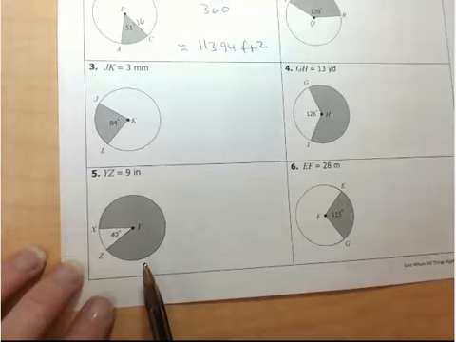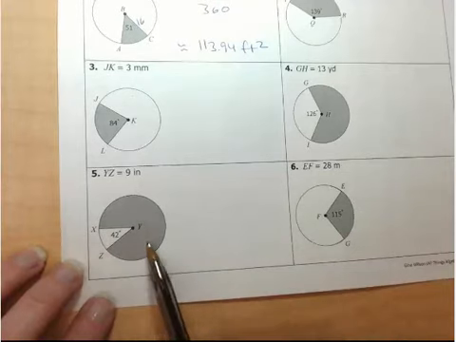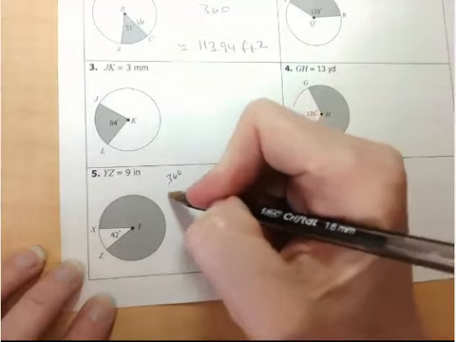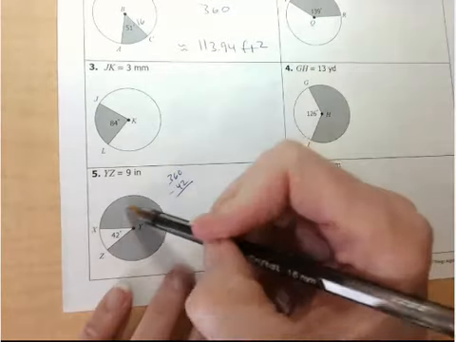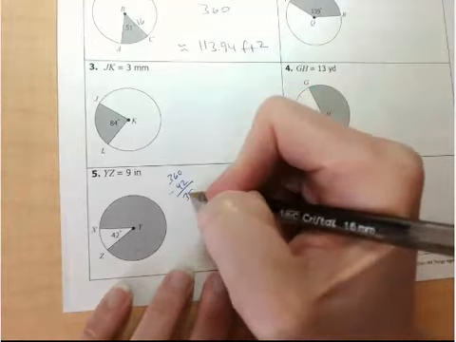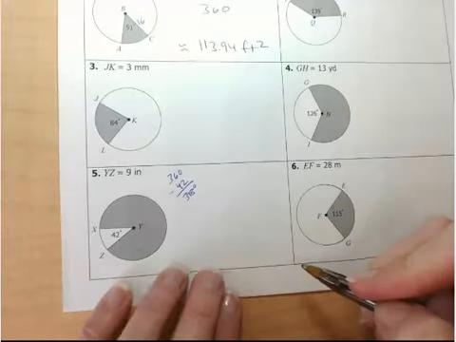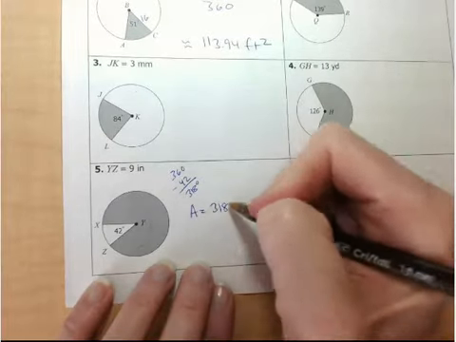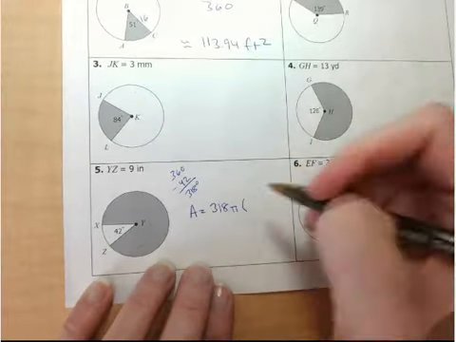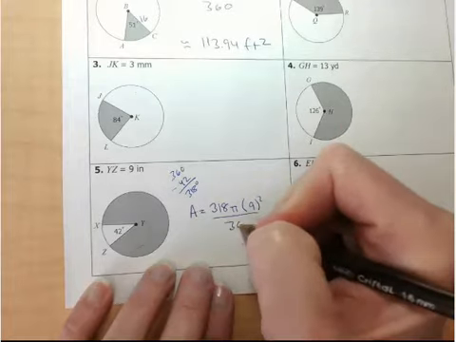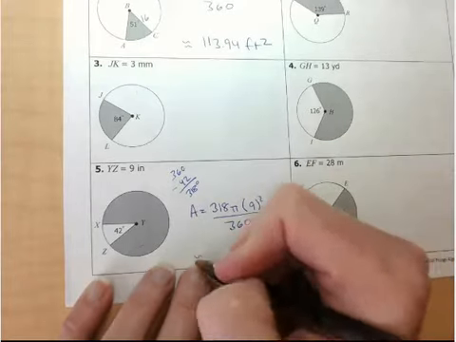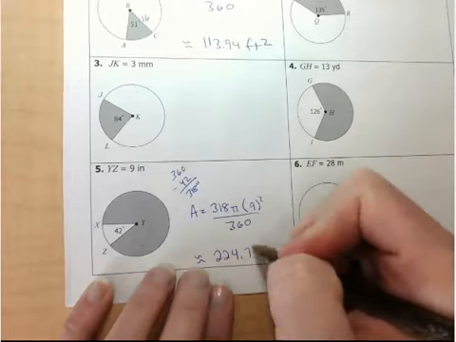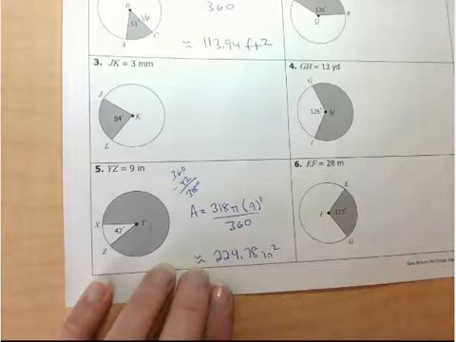Let's look at number 5 now. Here they want this shaded region, and they tell us that this is 42 degrees here. So we're going to take 360 and subtract the 42 so that we find out that this shaded region here would have a 318 degree measurement. And then just put it into your formula. So A is equal to 318 pi times my radius, which is 9 squared, and we're going to divide it by 360. When you put that in your calculator, you should get 224.78 inches squared.